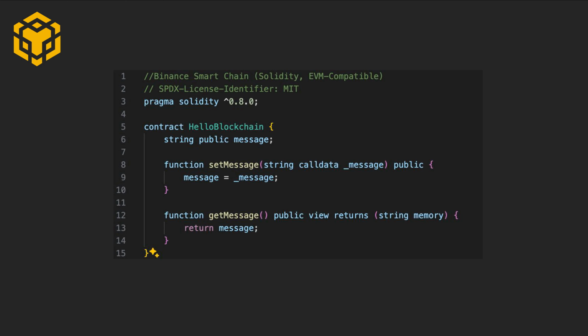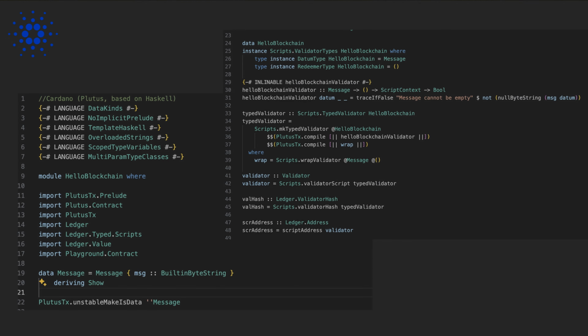Then there's Binance Smart Chain, or BSC, which is EVM compatible. That means you can use the same tools and languages as Ethereum, like Solidity and frameworks such as Hardhat. Cardano focuses on formal verification for security. Its smart contracts are written in Plutus, which is based on Haskell, and developers can practice using the Plutus Playground.